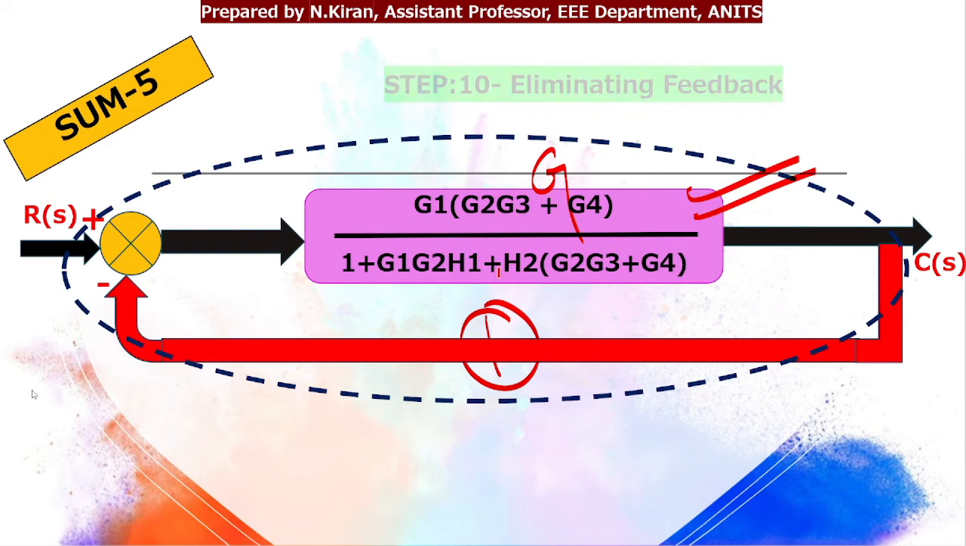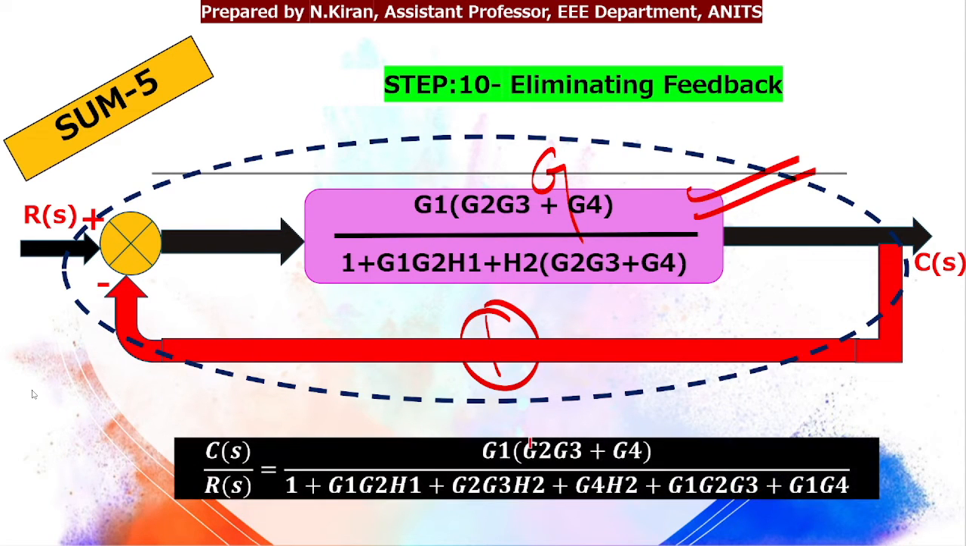Applying the same formula, that will give me my transfer function C of S by R of S as G1 into G2 G3 plus G4 divided by 1 plus G1 G2 H1 plus G2 G3 H2 plus G4 H2 plus G1 G2 G3 plus G1 G4. So upon taking the LCM you will get the final answer.